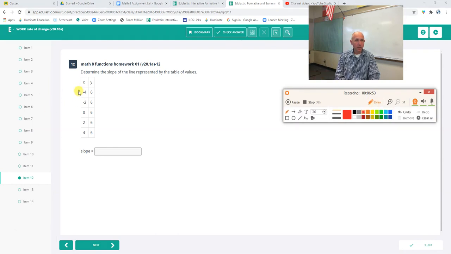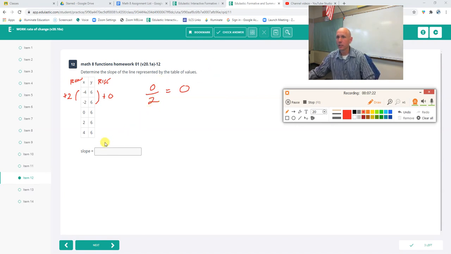It was at -4, now it's at -2. That means it went up by 2. It was at 6, and now it's at 6. That's a 0. Rise over run. 0 over 2, which is 0. Don't freak out. I can have a 0 in the numerator. I just can't have a 0 in the denominator. I can have a 0 on top. I just can't have a 0 on the bottom. My slope is 0.